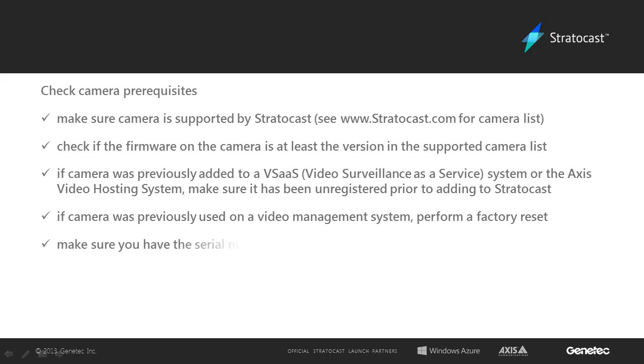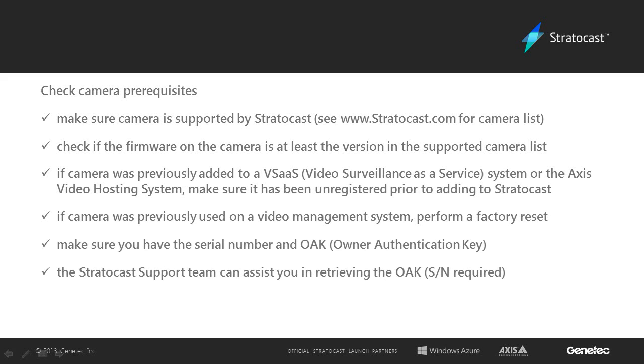Make sure you have all the information needed for the video unit, such as the serial number and OAK, or owner authentication key, for an access video unit. The Stratocast support team can assist you in retrieving the OAK for a video unit, but they will need the serial number. If you cannot find the serial number, please contact the manufacturer of the video unit.